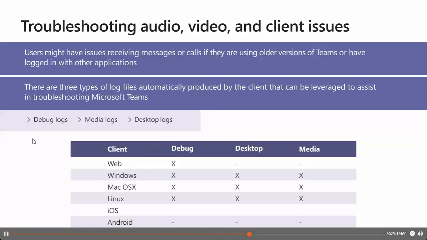There are three types of log files automatically produced by the client that can be leveraged to assist you in troubleshooting Microsoft Teams. As you can see here, they are the debug logs, the media logs, and the desktop logs. So we can see directly which options are available on the different platforms. On the web you can go through the debug logs; on Windows, debug, desktop and media log files; macOS the same, and Linux all the same. It's a little bit difficult on the iOS and Android platforms, but you can do it also with other tool sets to work with these clients.